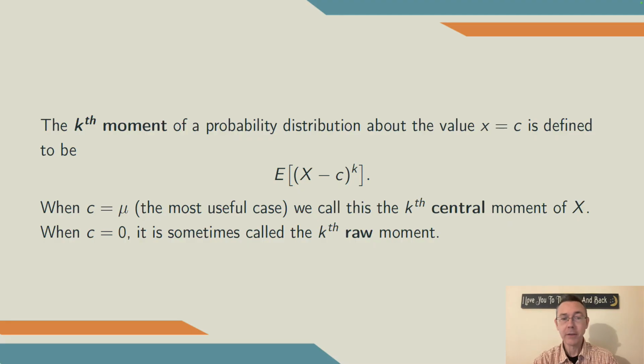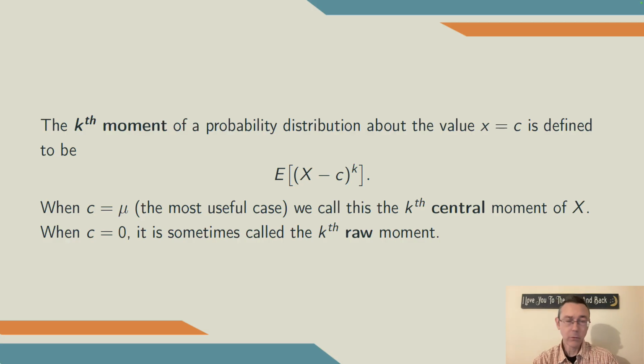The kth moment of a probability distribution about the value x equals c is defined to be the expected value of (x minus c) to the kth power. And so if you compare the indented thing I have here to what we saw in the last slide, you see the direct similarity when k equals 2, 3, and 4. When c equals mu, which is the most useful case, the thing we usually care about, we call this the kth central moment rather than the moment about x equals mu.